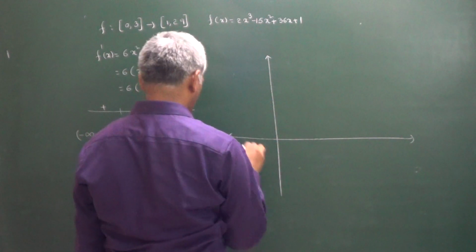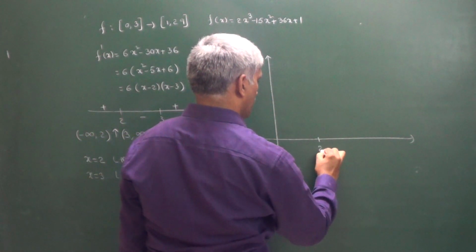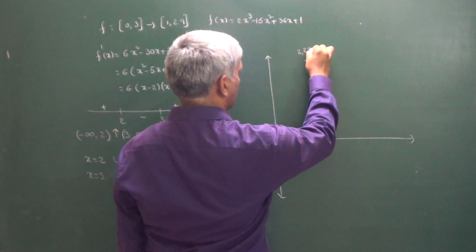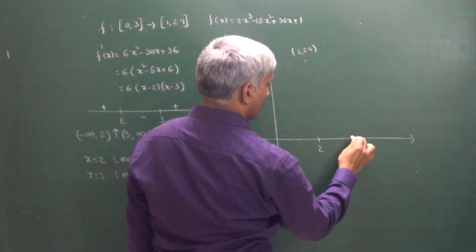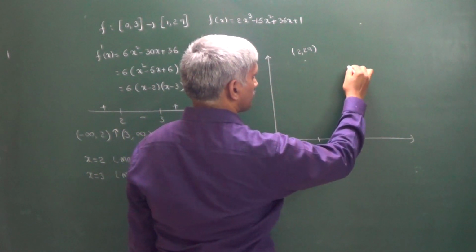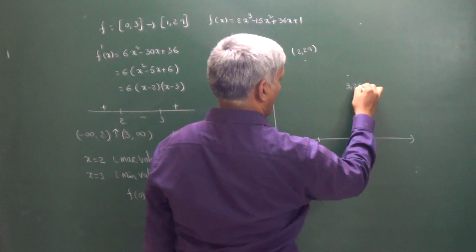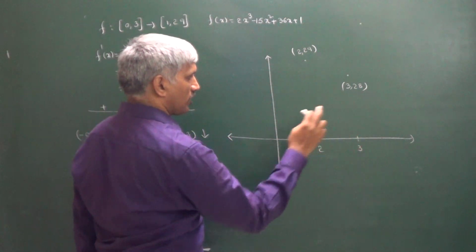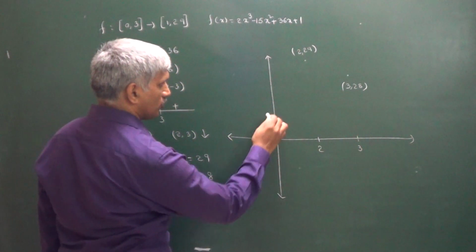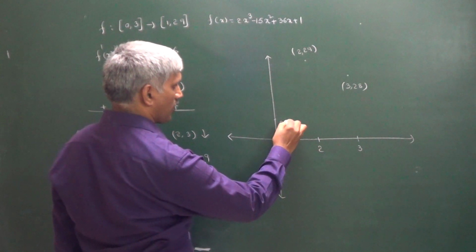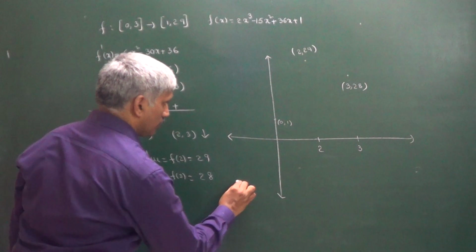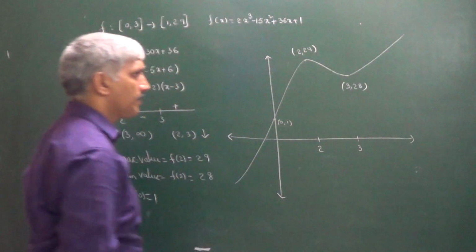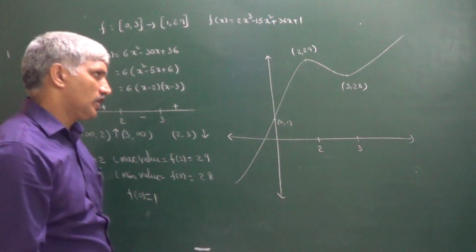So we have here 2. At 2 we got 2 comma 29, somewhere here. Next here 3. At 3 we have 3 comma 28, because at x is equal to 2 we have a local maximum, at x is equal to 3 we have a local minimum, and f of 0 is equal to 1. This particular point is 0 comma 1. Now the graph we are drawing. Study the graph we got.